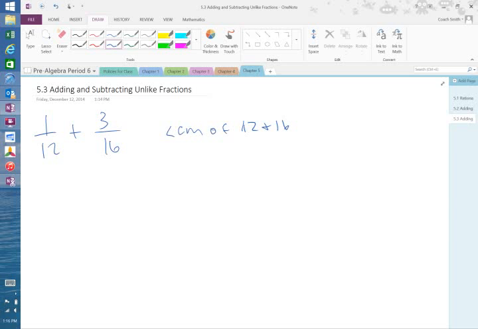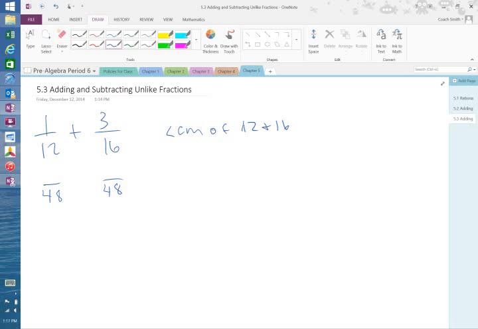And no, it's not 36. It's not 32 either. Because when I count by 12: 12, 24, 36, 48, 60. When I count by 16: 16, 32, 48, 64. So the common denominator for these two is 48.